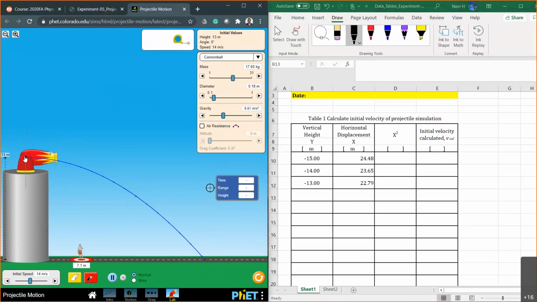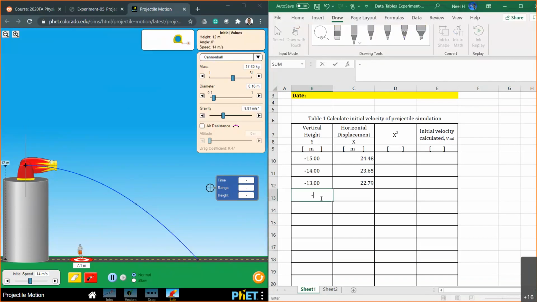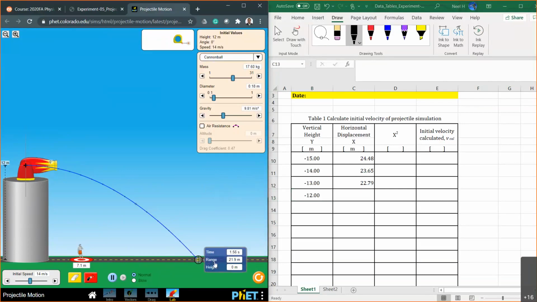And decrease the projectile to the next position, negative 12, erase the path. Fire it, and now I'm at negative 12. New range is 21.9. Question.